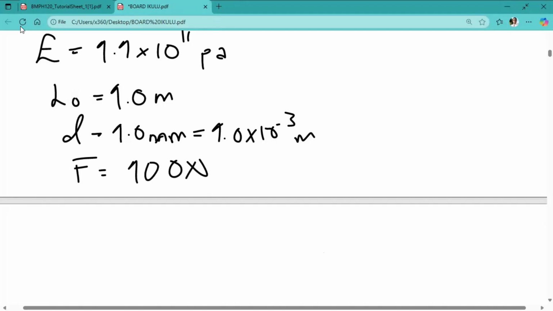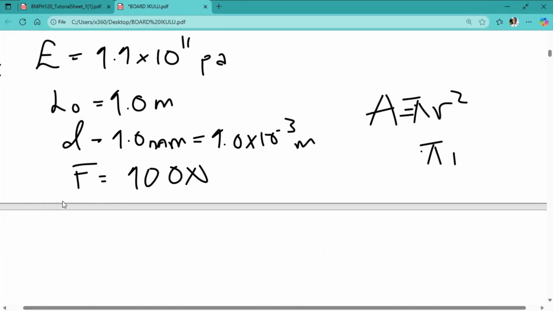So they've asked us to calculate the extension. The first thing we can do is calculate the area of the wire. Since it's a circular wire, the area of a circular cross-section will be equal to pi r squared. Since we've been given the diameter, we can say this is equal to pi times d over 2, squared.